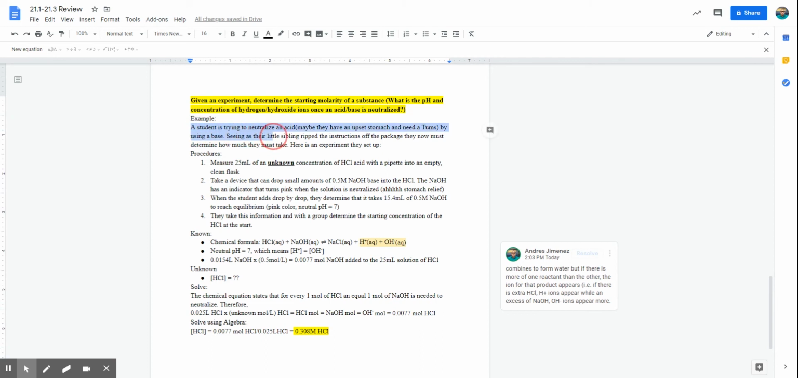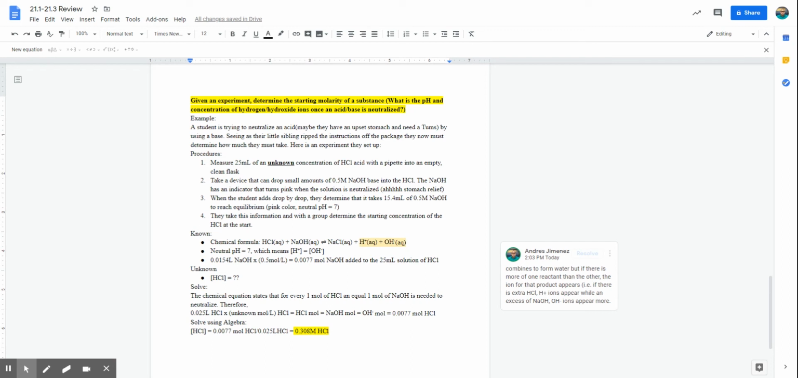So you have a student who's trying to neutralize an acid, so maybe they have an upset stomach and they need to take Tums by using some sort of base. Tums is a base. Seeing as their little sibling has ripped the instructions off the package, they now must determine how much they have to take.